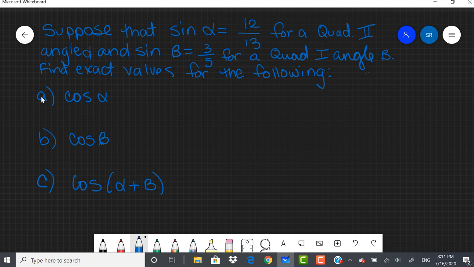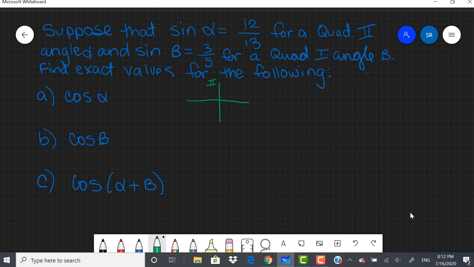Okay, so first I want to find cosine alpha and cosine beta by using the information they gave us about the sine. To find cosine alpha, I'm just going to make a little graph right here. I know that alpha is in quadrant 2 because the problem tells us quadrant 2 for sine alpha. So that's over here in quadrant 2.